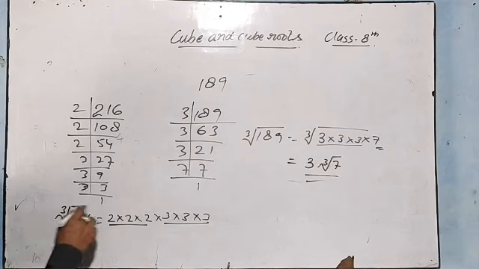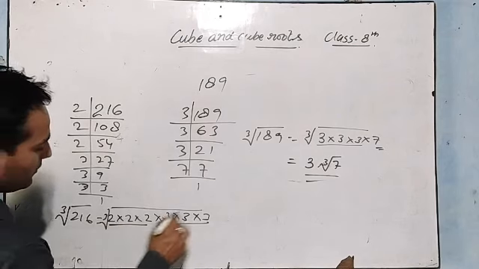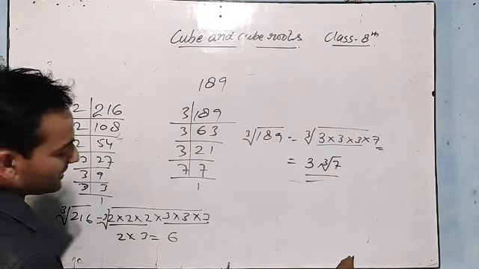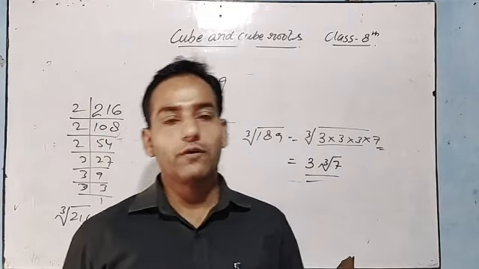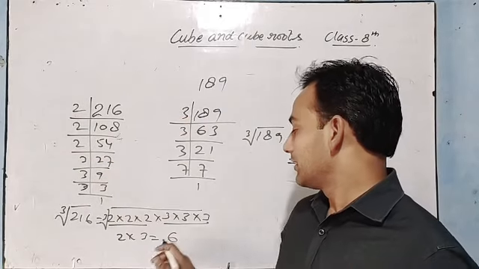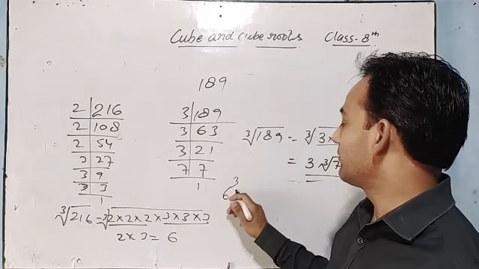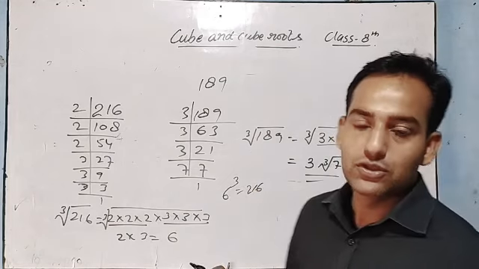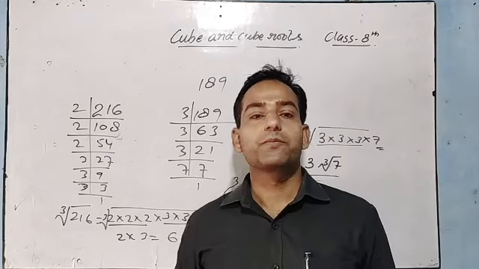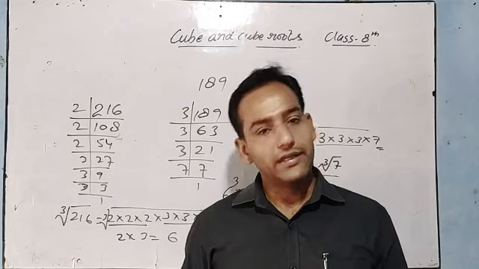And what will be the cube root of this? So 2 and 3 will come out. So 6 is the cube root of 216. That means if we do the cube of 6, we will get 216. So this is the way how to get the cube root of any number.